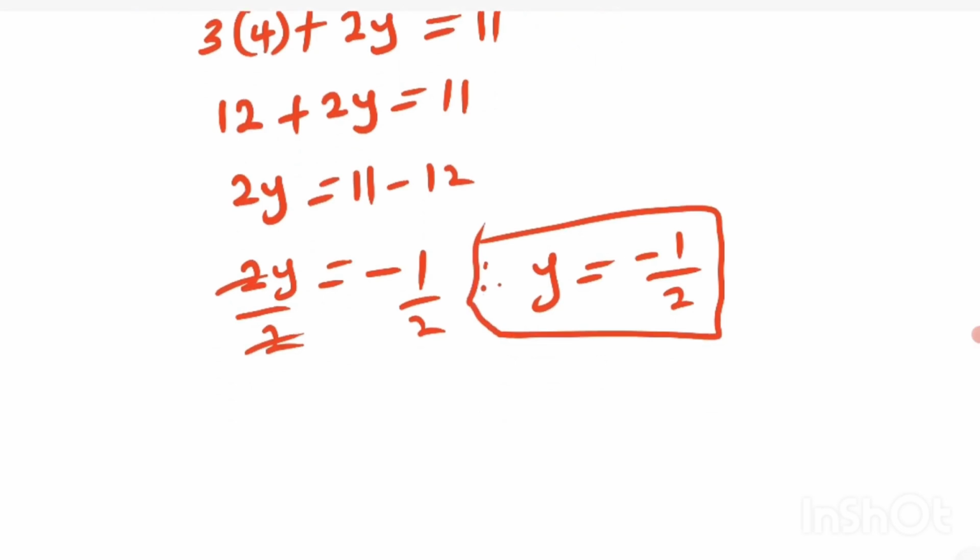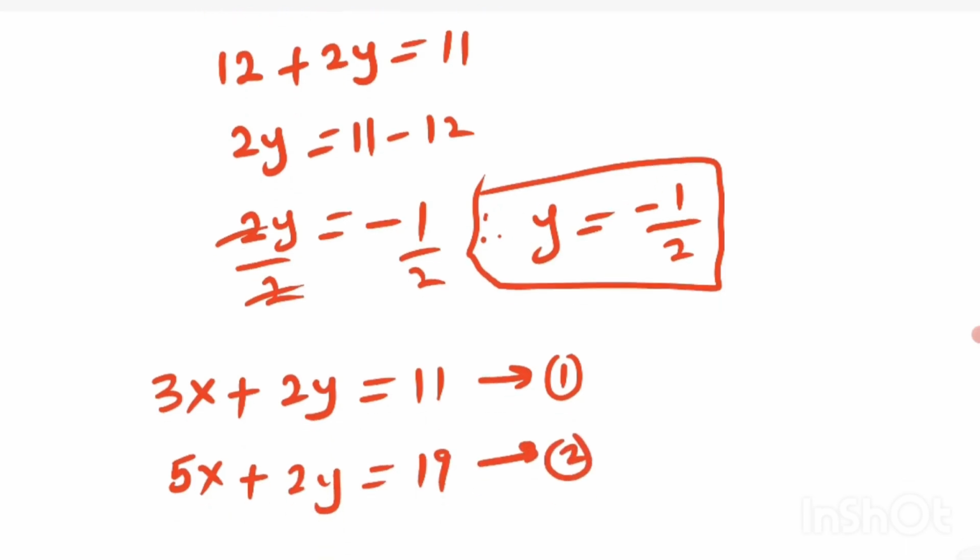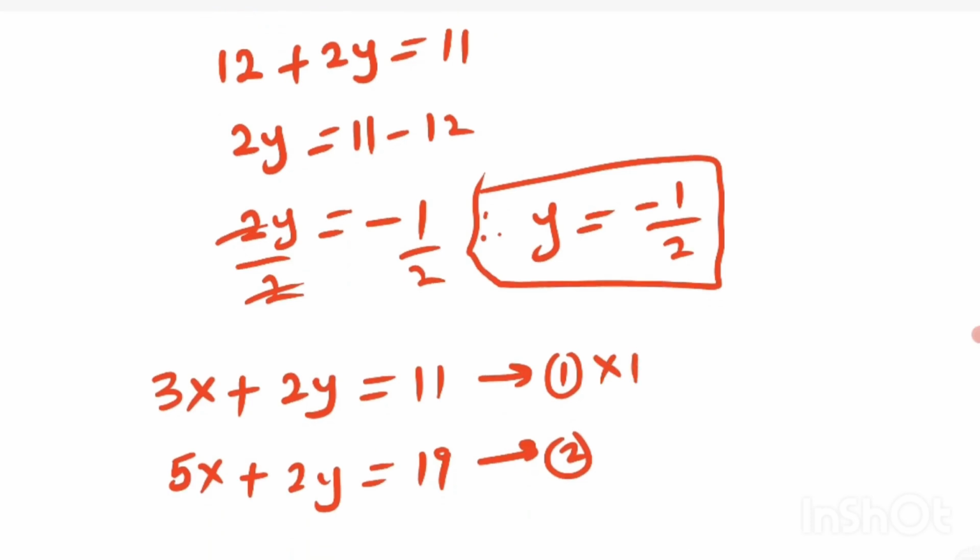We may also solve the question in this form. That is, we have 3x plus 2y is equal to 11. This is our equation 1. Then 5x plus 2y equal to 19. This is equation 2. Now, in order to eliminate y, let's multiply this by 1 and this by minus 1.